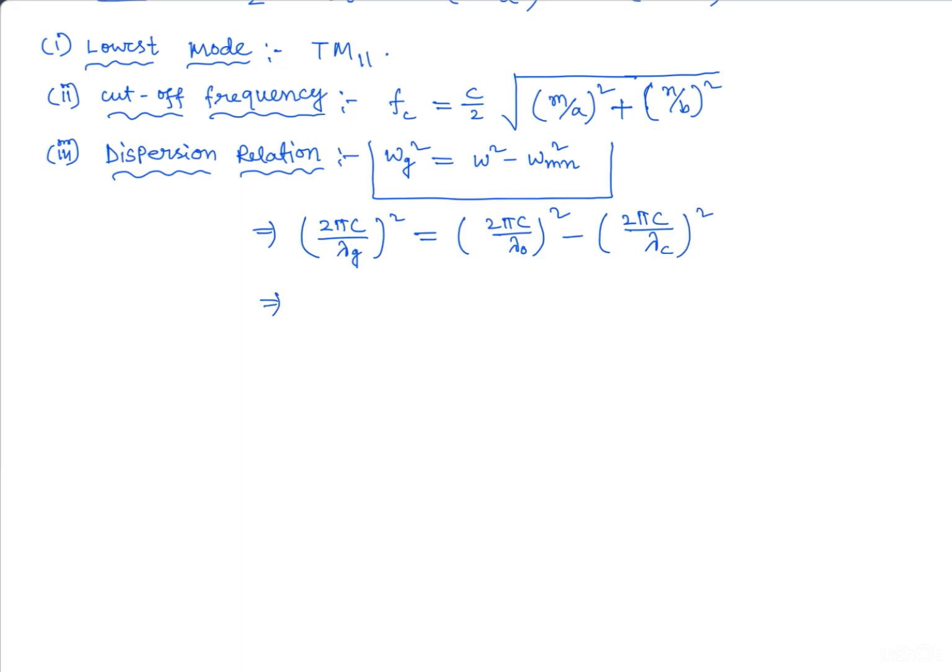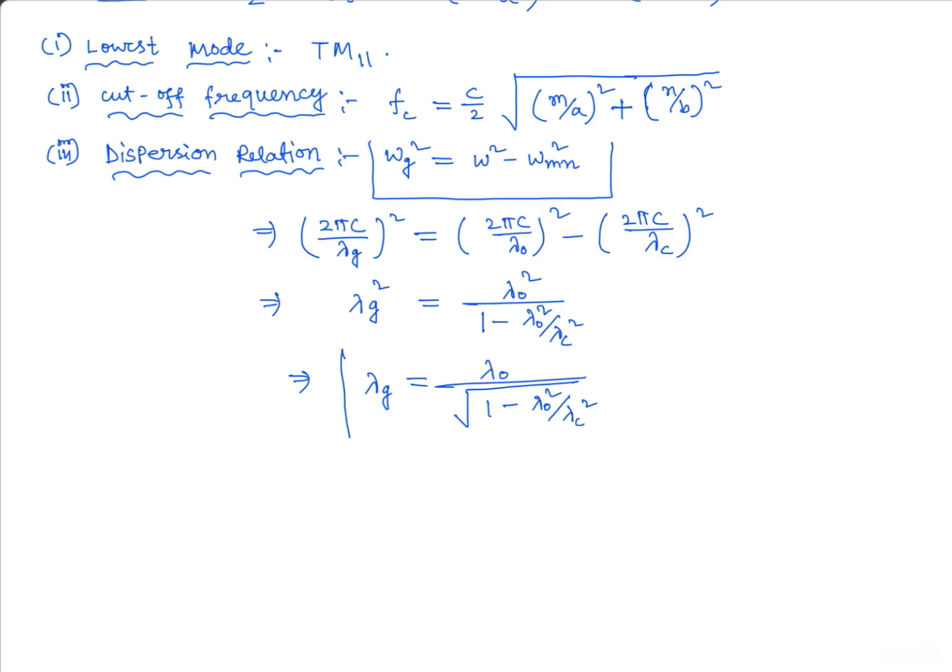So from this we get lambda g square equals lambda 0 square by 1 minus lambda g square by lambda c square. So lambda g will be lambda 0 by root over 1 minus lambda g square by lambda c square. This is the formula for guided wavelength.